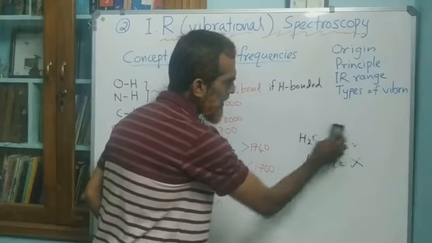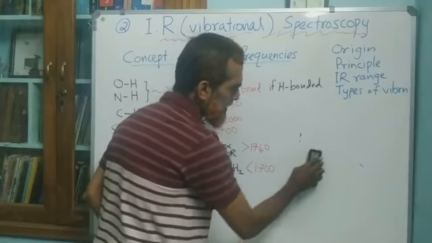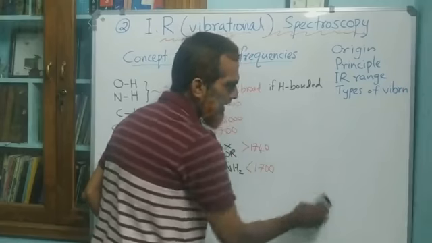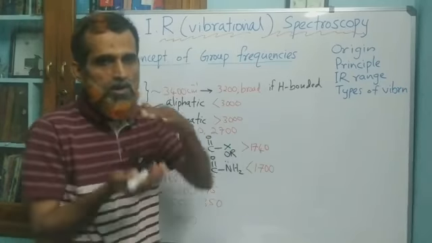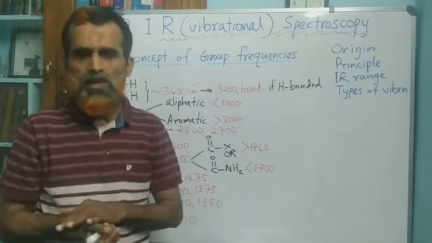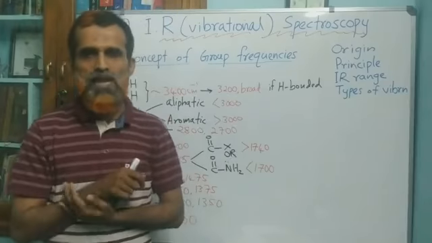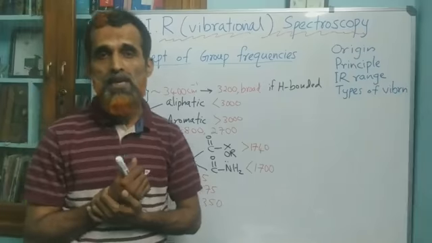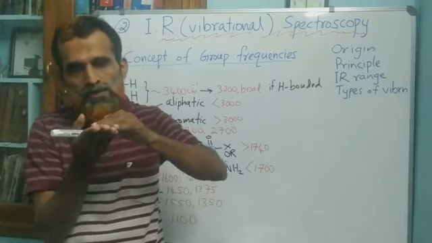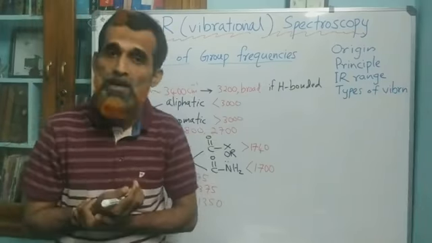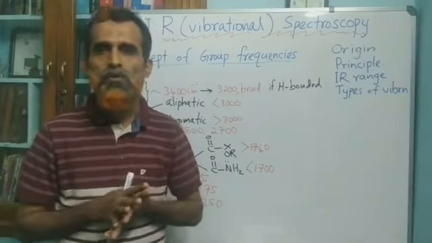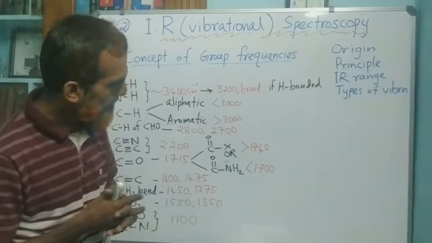Due to this vibrational motion, the molecule will have various vibrational energy levels, quantized vibrational energy levels. Normally the molecule will be in the ground state. If we supply IR radiation, the molecule can get excited to higher vibrational levels by absorbing IR frequency. That gives rise to the IR spectrum of a molecule.